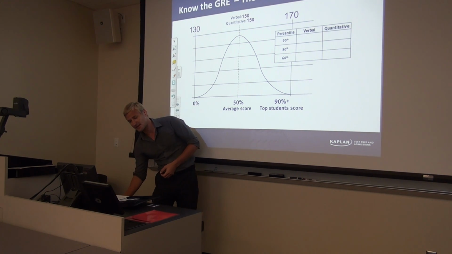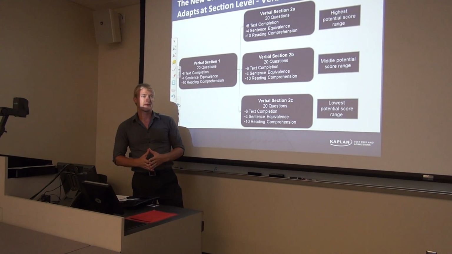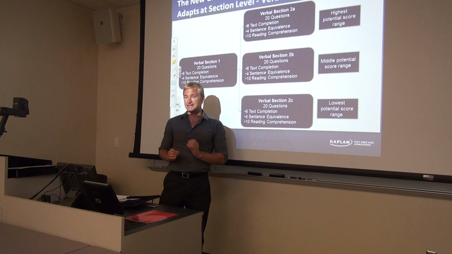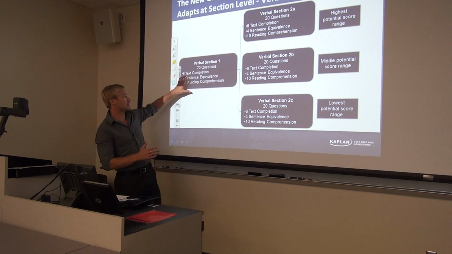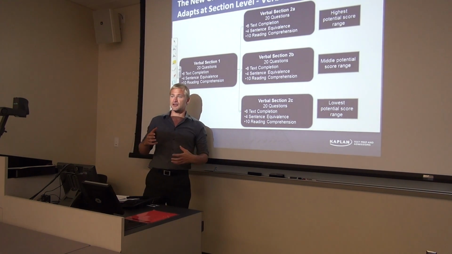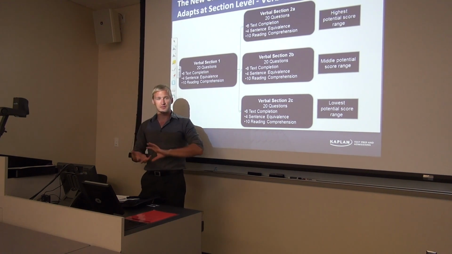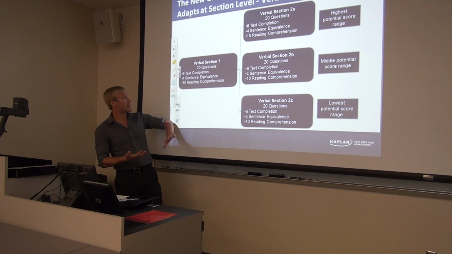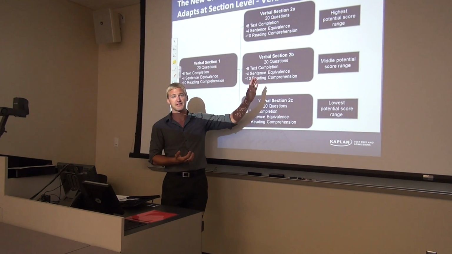Now, how exactly is it scored? The GRE is interesting in that it's a multi-stage test. And what that means is you're going to have a section, so you'll have verbal section 1, you'll have 20 questions, and then within that section you're going to have a variety of different question levels. So you have some easy, some medium, some more difficult question levels. And then depending on how you do in that section, the test is going to adapt.